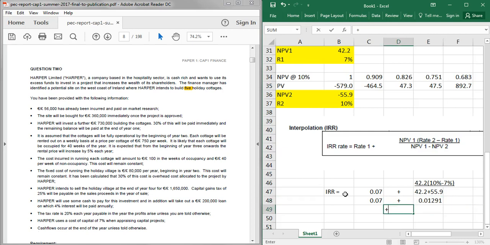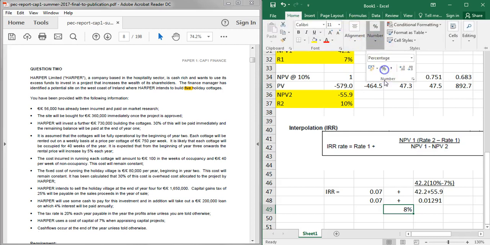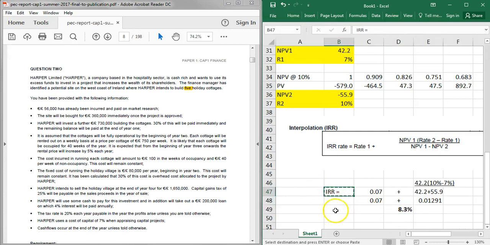And therefore the IRR is 7% plus 1.2%, which is 8.2%, 8.3% if rounded. So we're saying the actual return in that project is 8.3%. The IRR is 8.3. Well, pretty tricky. You have to do two NPVs first and then apply the formula. But remember, the formula was given in the notes.